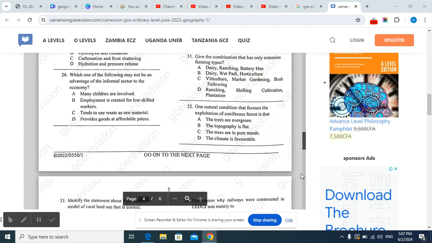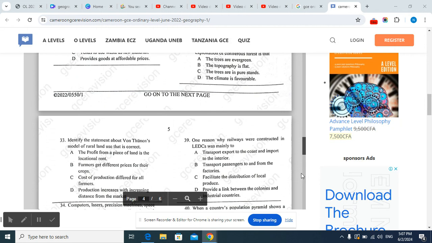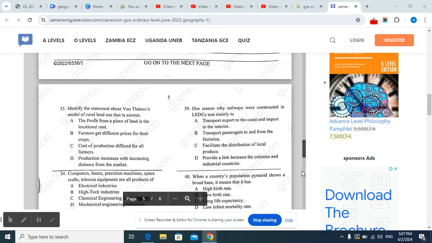Question 33. Identify the statement about von Thünen's model of rural land use that is correct. The answer is D.